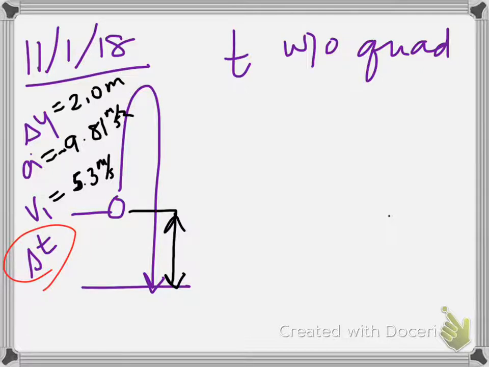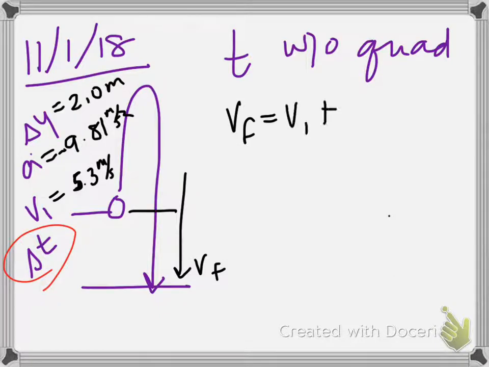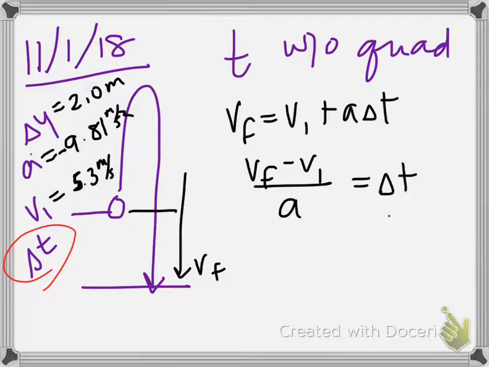If we had VF, this would be easy. If we knew at this point what the final velocity of this object is, and we know its rate of acceleration, and we know its initial velocity, we could use VF equals VI plus A delta T, which is just simple and beautiful and elegant. And then we could solve for delta T by saying VF minus VI divided by A equals delta T. But we don't have VF. Nope, we don't. Darn it.